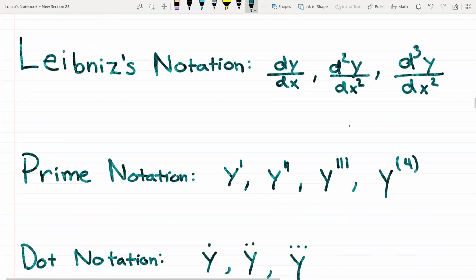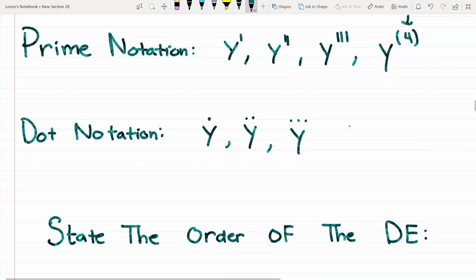And then you also have prime notation where you have those apostrophes. The first one means first derivative. The second apostrophe means second derivative. The third apostrophe means third derivative. And then when you go to the fourth and higher, they don't actually write four apostrophes. They just write the number 4. So this would be the fourth derivative. And then I don't think you've seen this before, dot notation. So 1 dot means first derivative, 2 dots mean second, 3 dots mean third.